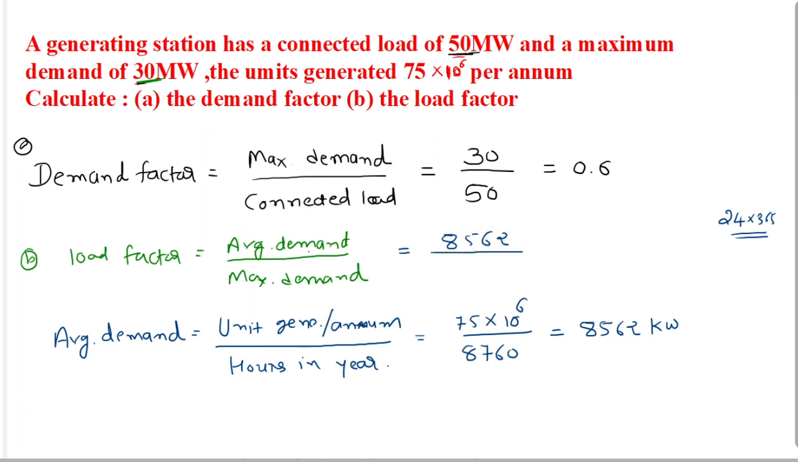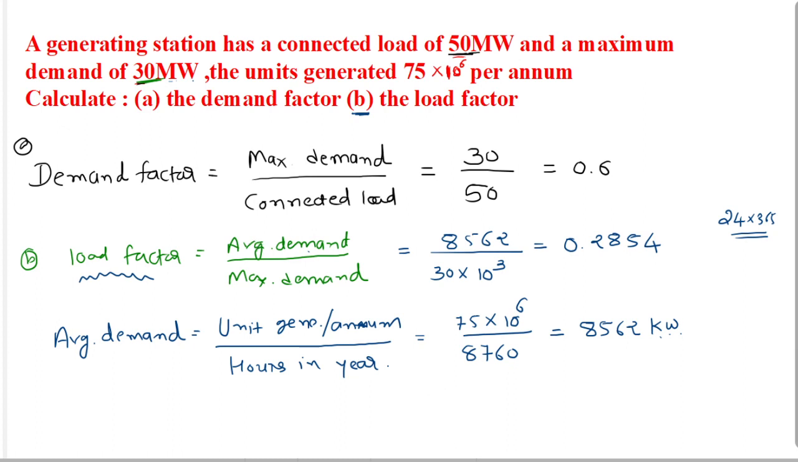Now average demand is 8562 kilowatt and our maximum demand is 30 megawatt. Here one is in kilowatt and the other is in megawatt. So I am converting maximum demand 30 megawatt into kilowatt, that is 30 multiplied by 10 raised to 3. So you get the answer, load factor 0.2854. That is your second answer, load factor, average demand upon maximum demand.